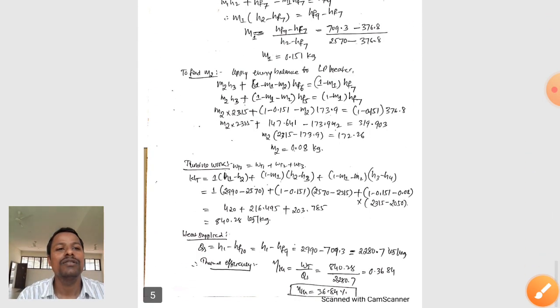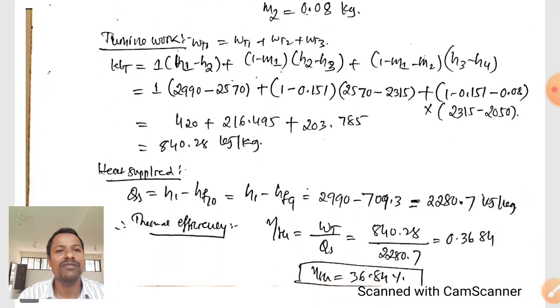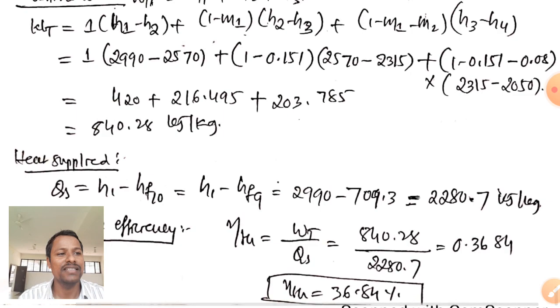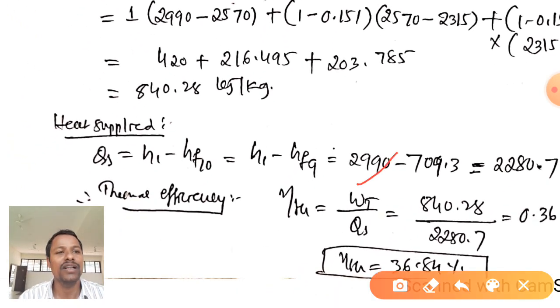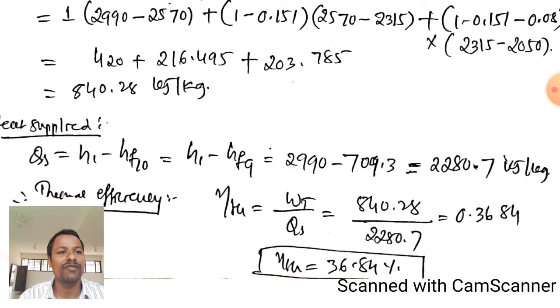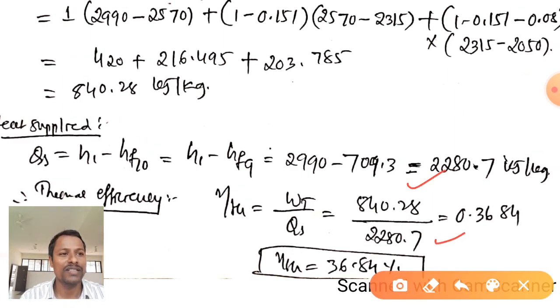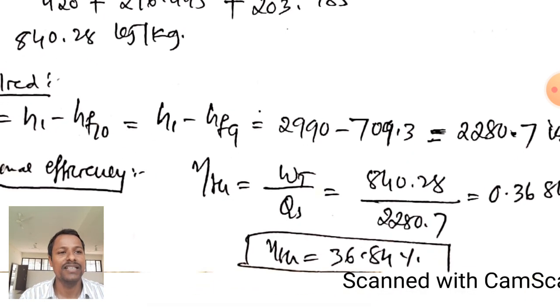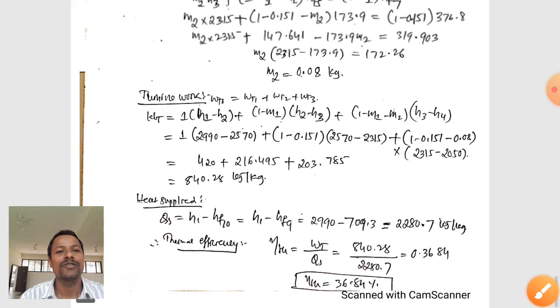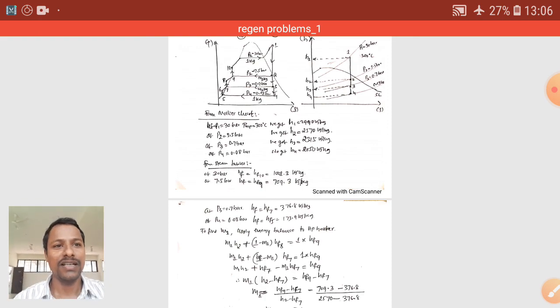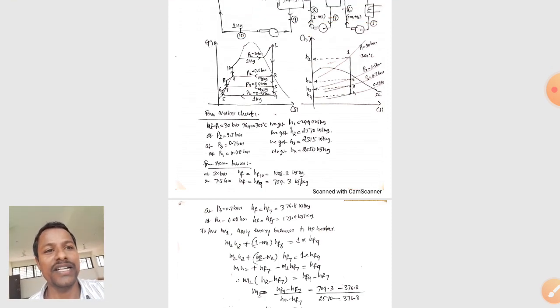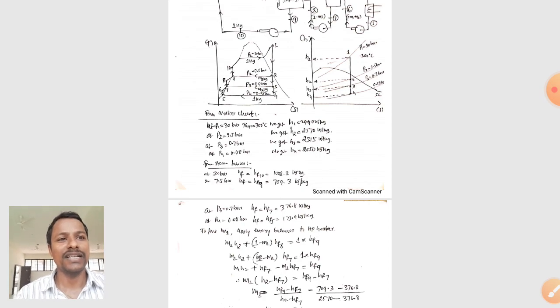So now after understanding the turbine work, we have the heat supplied as 2280.7 kilojoule per kg. Then thermal efficiency is nothing but the turbine work upon heat supplied. So that is 840.28 over 2280.7, and we have the thermal efficiency as 36.84. So this is how we calculate the thermal efficiency, and this is one of the important problems that you can practice on the regenerative Rankine cycle with 2 open feed water heaters.